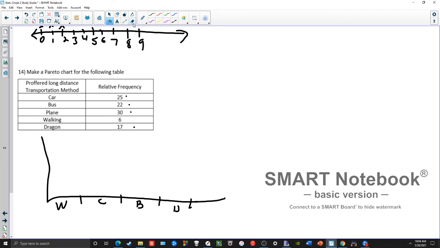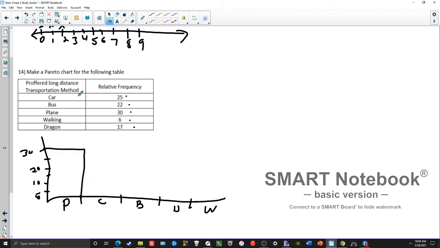oh, sorry, my bad. That was plane, not walking. That kind of confused me there. So plane was the 30 category. Walking would be the last one. Okay, my bad. So we start at 6 and we go all the way up to 30. So if we count by 5s, I think we should be good. So here's 5, 10, 15, 20, 25, 30. So plane is 30, so boom, boom.